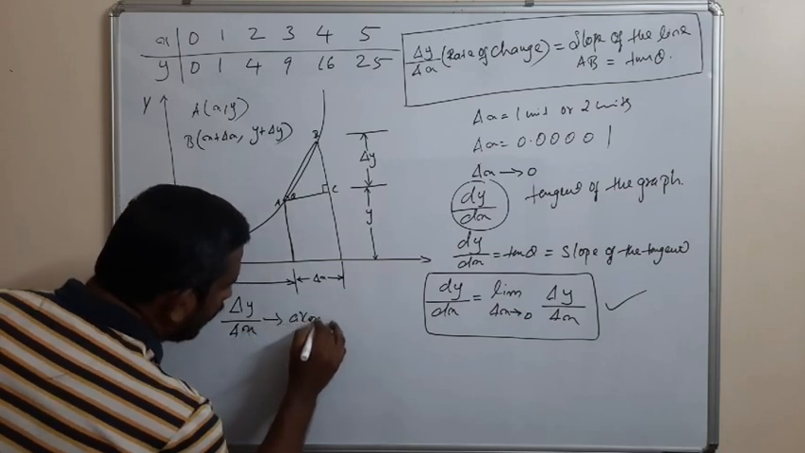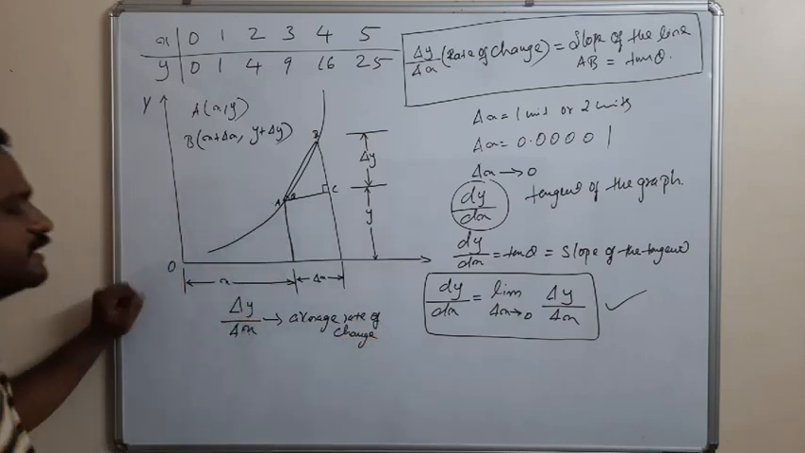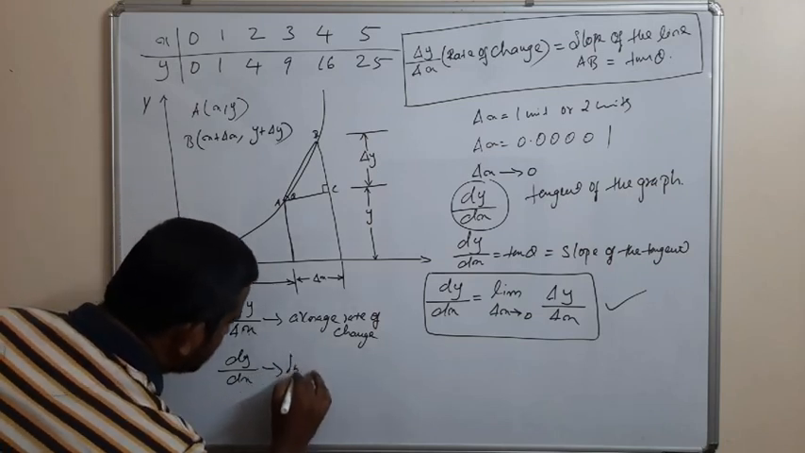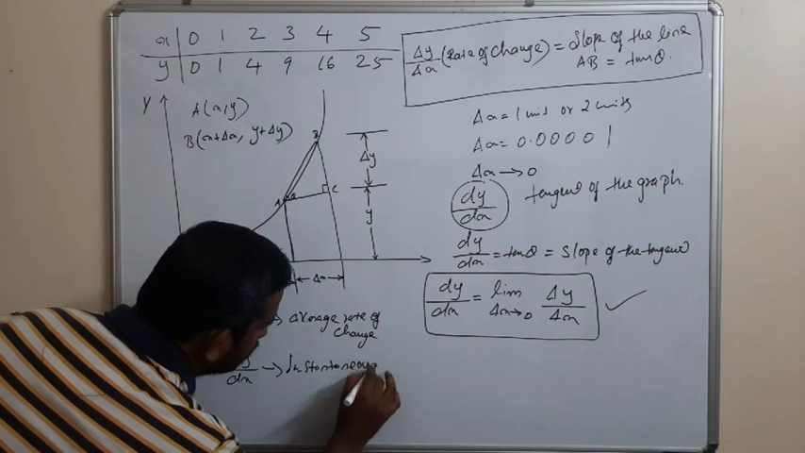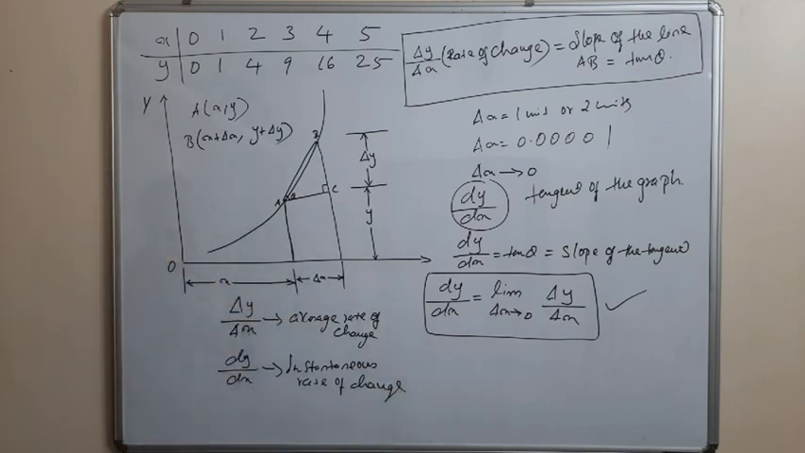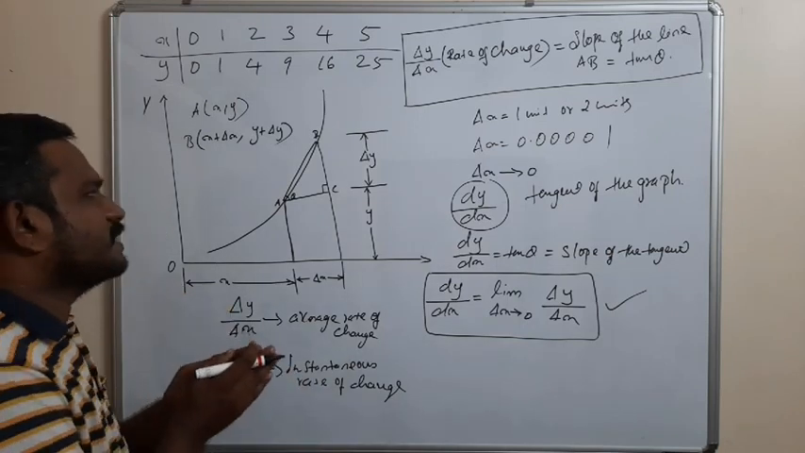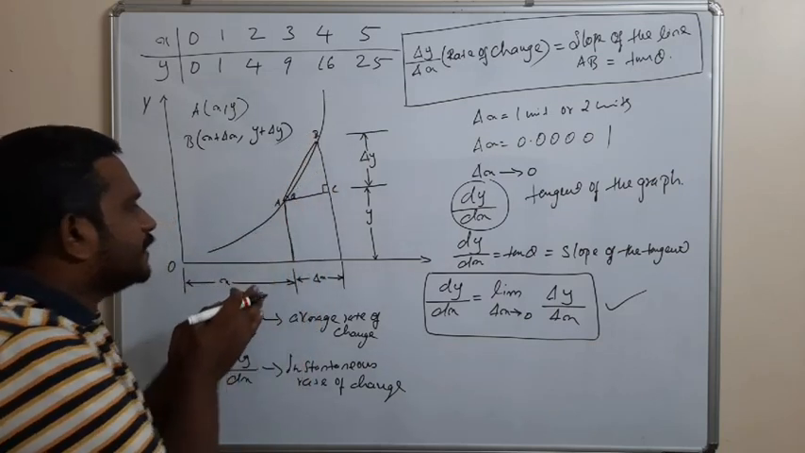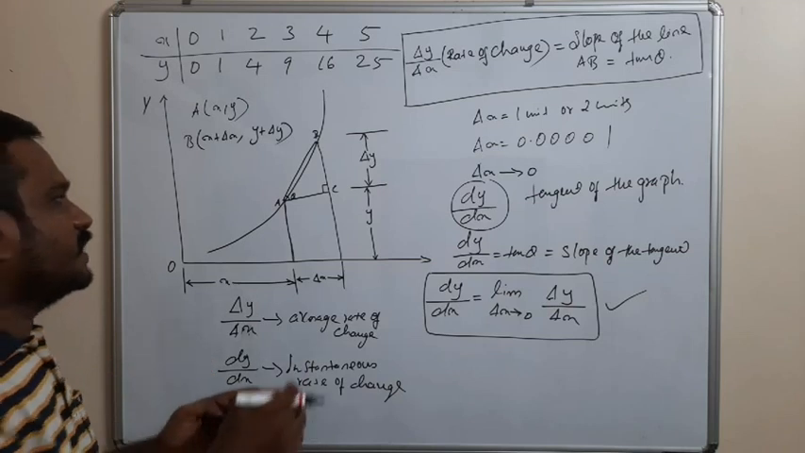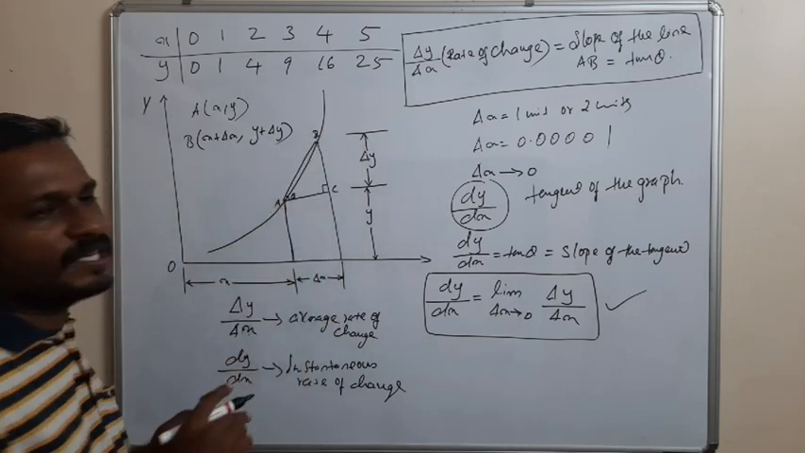Average rate of change. So dy by dx is the instantaneous rate of change. If you consider such a close interval, that is, the point B approaches A, and the point B coincides with A, so there is no more line. This AB line completely disappears, and there is a line which passes through the single point A.